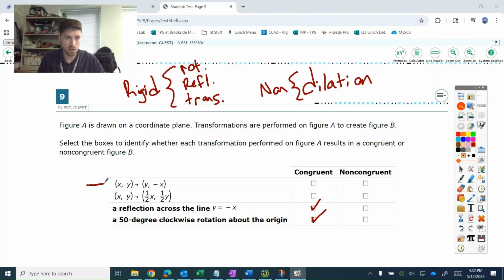This first one you might not know. I don't remember specifically which rule, but I know this is one of my rotation rules around the origin. And so because it's a rotation, that makes it a congruence transformation. This one here, because we're actually changing the length of the x and the y, that's what that 1/2 does. That's a dilation, right? That's a scale factor. And so that's going to give us a non-congruent figure when we complete that transformation.